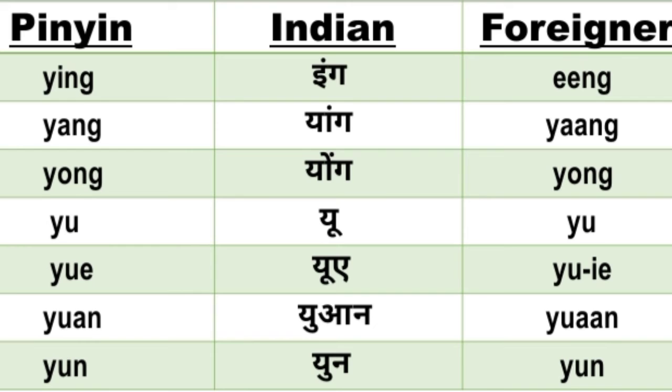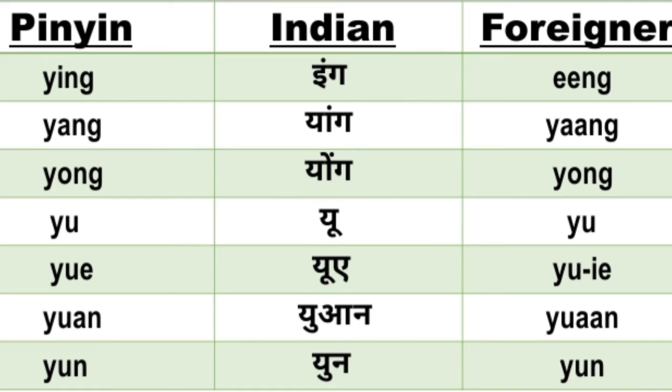The next Pinyin is YANG, which has a pronunciation of yang. Repeat after me, yang. The next Pinyin is YONG, which has a pronunciation of yong. Repeat after me, yong. The next Pinyin is YU, which has a pronunciation of you. Repeat after me, you. The next Pinyin is YUE, which has a pronunciation of UA.